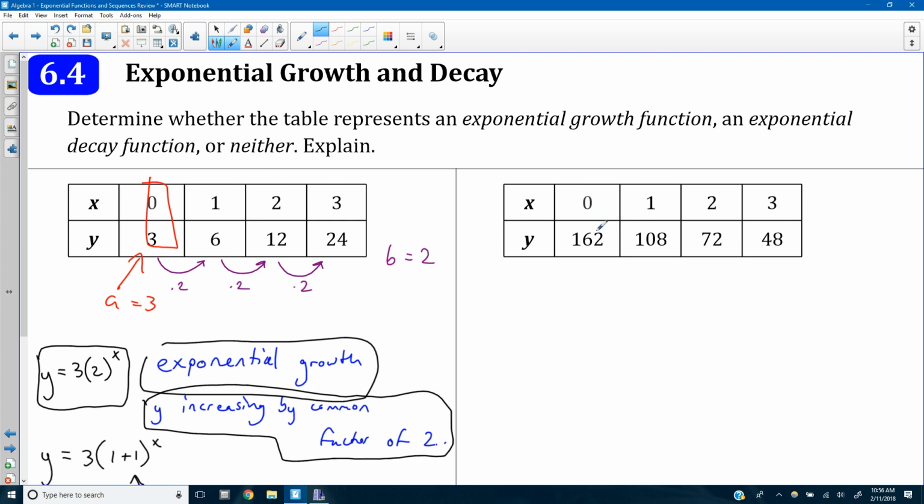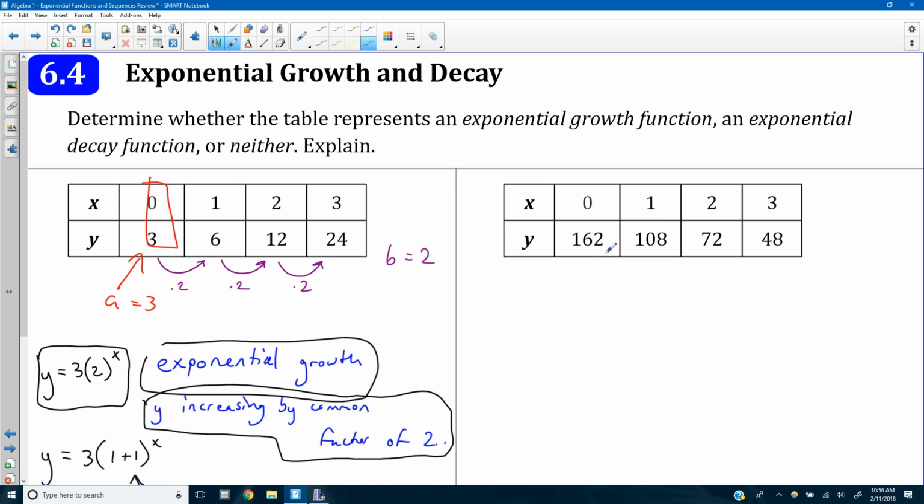Okay, next one. These y values are going down. Now, that doesn't necessarily mean it's an exponential decay. For it to be an exponential decay, you have to do the same thing as before. You have to know that there's a common factor. You're multiplying by the same thing over and over. You could say dividing by the same thing over and over, but we want to talk in terms of multiplication here. That's how we get our equations out.